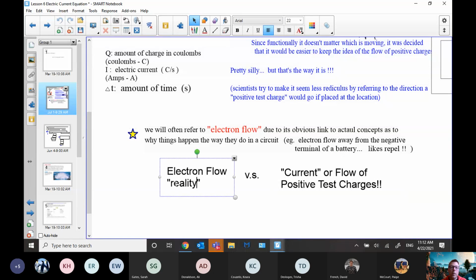Flow of positives. I'm going to say I_E actually instead of in quotes, because the quotes make it sound like it's fake, right?